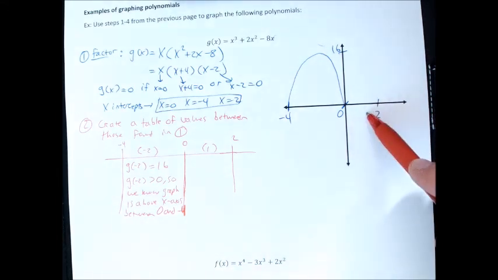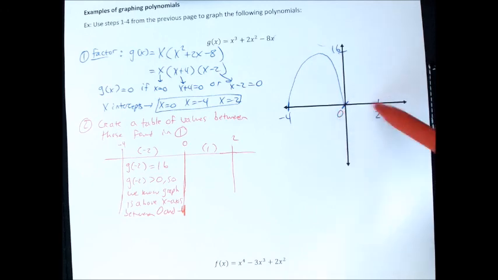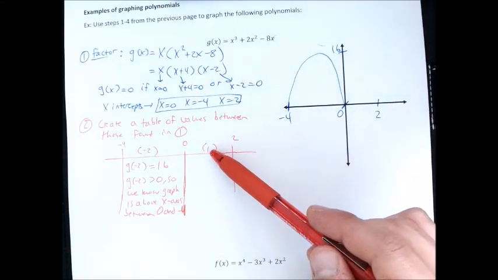All right. And then we're going to do the same thing here. So the question is, between 0 and 2, does the graph go up and then come back down to 2? Or does it go down and then come back up to 2? And so I'm going to test 1 and see.